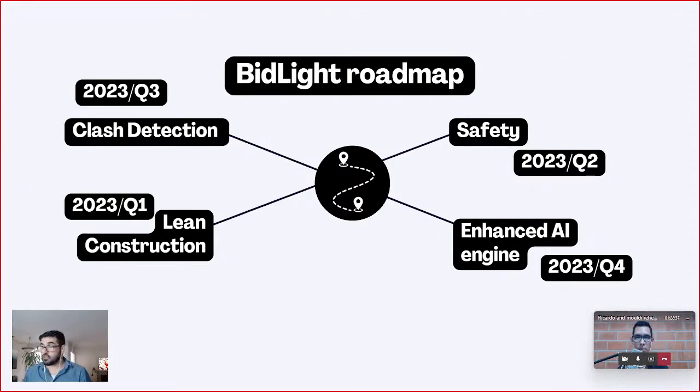Okay, now what's the roadmap for BidLight? Right now we do have automated estimation. We support IFC and we support Revit. What we plan for next year, which is in a month, Q1, is the lean construction process.